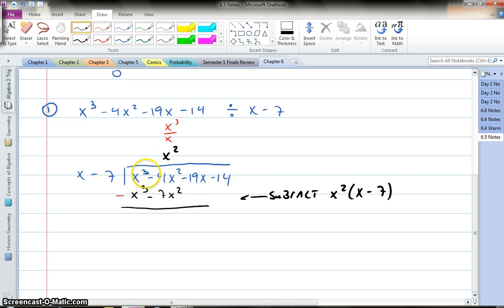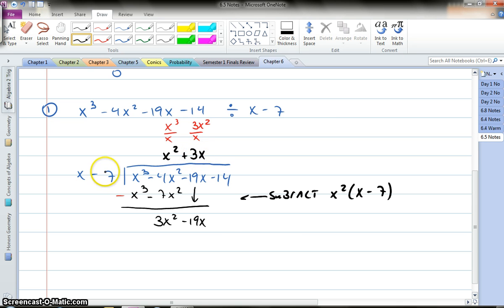By doing this, it always allows this front term to cancel. And then we have negative 4x squared minus negative 7x squared. So minus a negative is the same as plus. So I got 3x squared. Bring down your next term, just like we did above. So it's the same process. We're just dealing with variables, so it's a little more difficult. Now we take our first term, which in this case is 3x squared, and we divide it by the first term here, which in this case is x. So 3x squared divided by x gives me plus 3x.